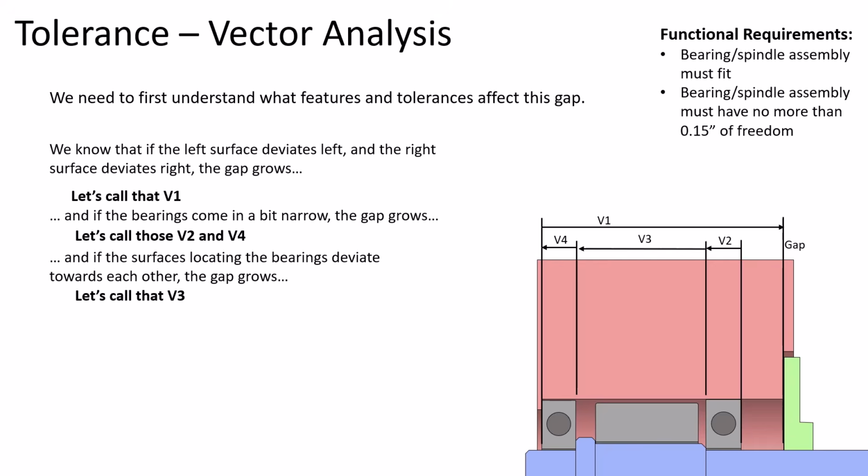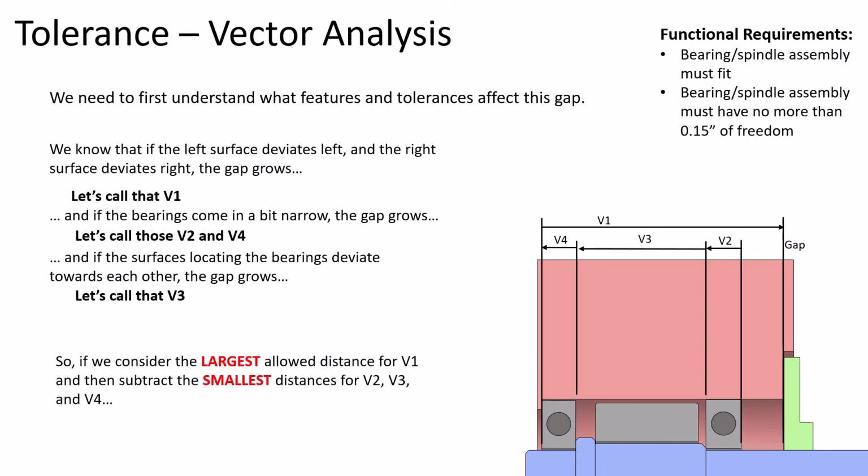And we can see that vector 1 is pointing to the right, meaning if vector 1 grows, it increases the gap. But if vector 2, 3, and 4 decrease, which is why they're pointing to the left, the gap grows as well. So if we consider the largest allowed distance for V1 and then subtract the smallest distances for V2, V3, and V4, we could calculate the largest stackup that results in the largest gap.